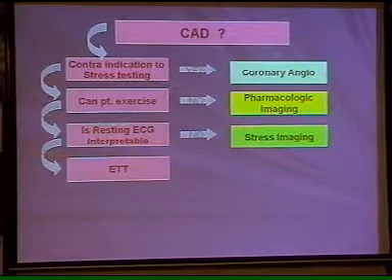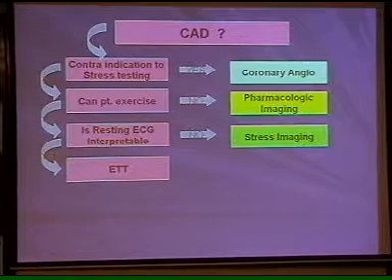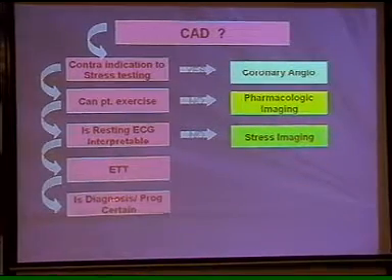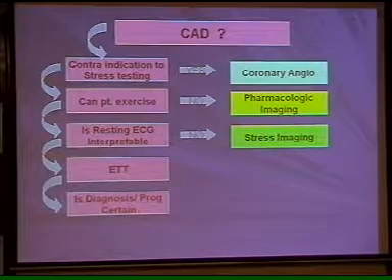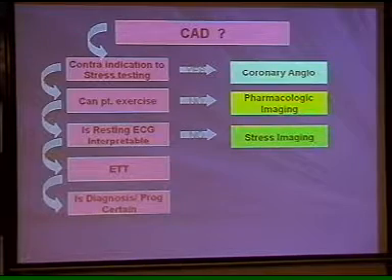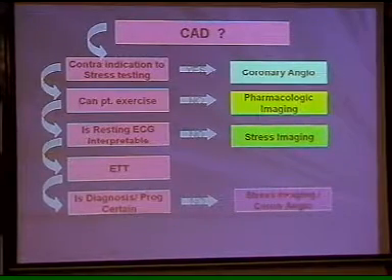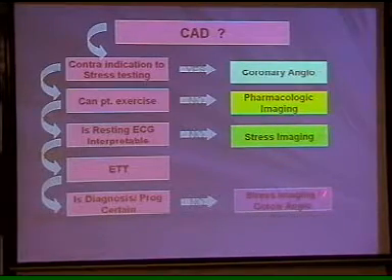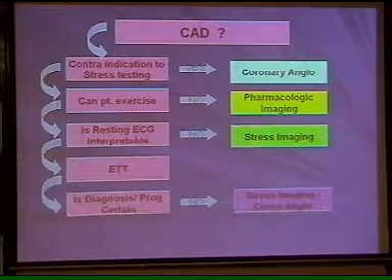So if the resting ECG is interpretable, subject the patient to ETT. But before going for that, just think whether your diagnosis or prognosis is going to be certain or not with this test. If no, go for the modalities of imaging. Sorry for this color, in fact. This is stress imaging basically, or coronary angiogram. You can make either of the choices.